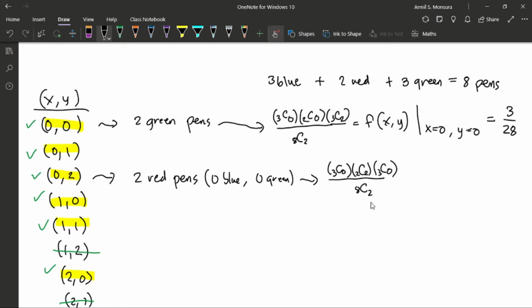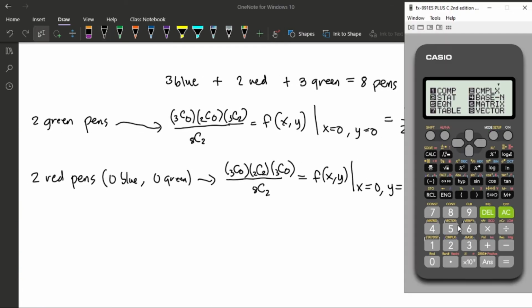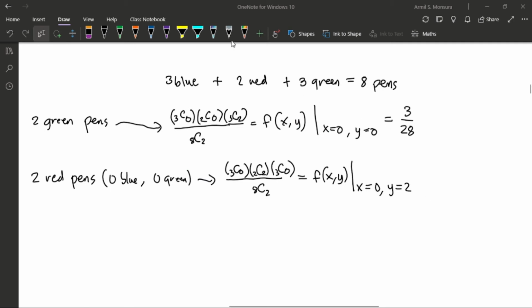So that is the number of ways that you choose 2 pens out of 8 pens available. Okay, so this is now equal to your distribution when x is equal to 0 and y is equal to 2 simultaneously. Okay, so computing that, we will have 1 over 28. Okay, so 1 over 28.